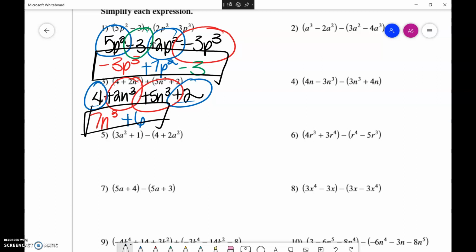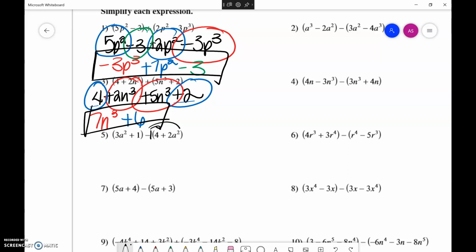Okay. So this next one, notice I have subtraction. So when I have subtraction, I'm going to have to distribute this negative into all the terms that are in the parentheses. It may help to add in an imaginary one. Some of you may need it, some of you may not. But what's going to happen is everything on the inside is going to become the opposite.